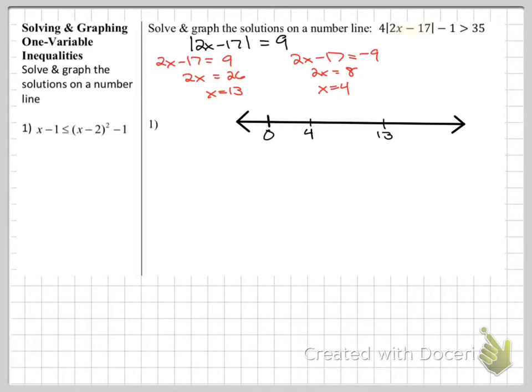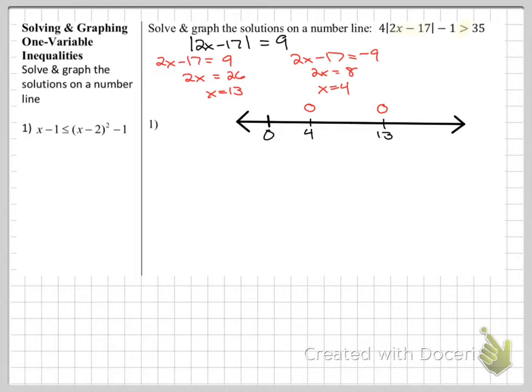Now look at the question. This symbol does not have an equal to bar. So your dots need to be hollow. This is where I do it, above the number line, so that the teacher can easily see their hollow dots to get your full credit.